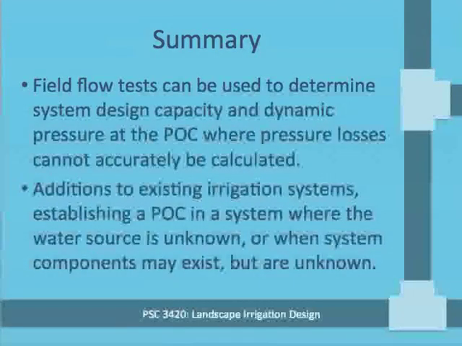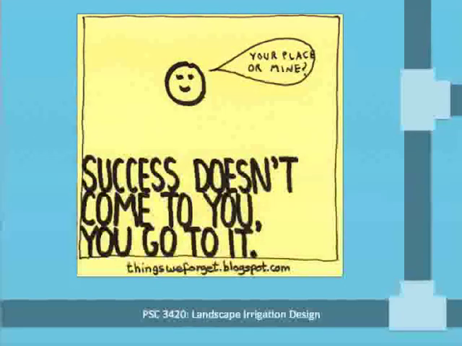So in summary, these field flow tests can be used to determine system design capacity and dynamic pressure at the point of connection when you can't accurately calculate pressure losses. Additions to existing irrigation systems, maybe establishing a point of connection in a system where the water source is unknown, or when you don't know all of the system components that may exist. Those are situations in which you can use design capacity and available pressure calculations to get yourself answers on what you have available to you for your particular design.